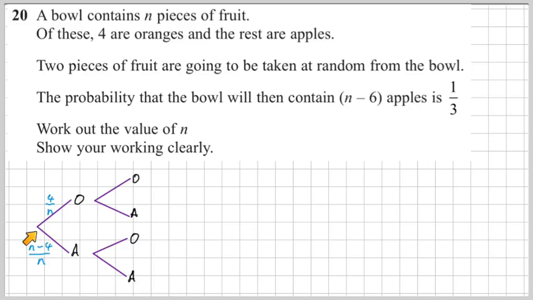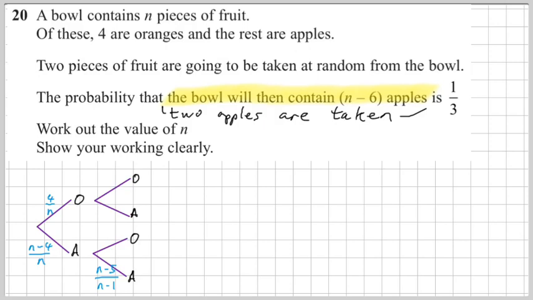Okay, so let's work that out. If we've started here and we've taken out 1 apple, then how many apples remain in the bowl? Well, it must be n minus 5 out of n minus 1 pieces of fruit. That's straightforward. Just a rewording of the problem, to make a bit more sense to us. And I'm filling that probability in there. And we're told the probability that 2 apples are taken is 1/3, so this times this must be 1/3. Okay, great. All the probability is now done.